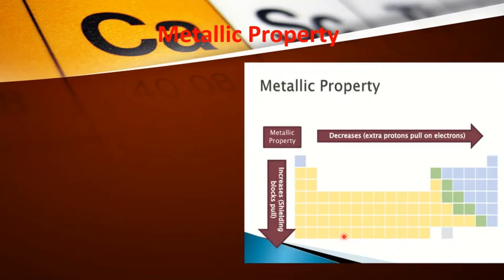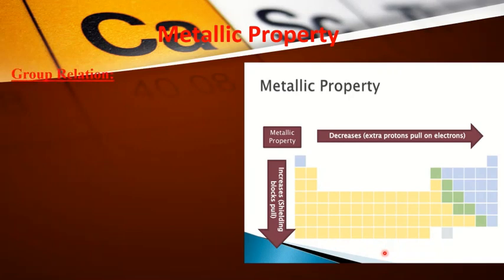Now look, metallic property decreases from left to right. That means the left side elements are metals and the right side elements are non-metals. Metallic property gradually decreases from left to right, and metallic property gradually increases from top to bottom. The top elements have less metallic property and it gradually increases for the bottom elements.